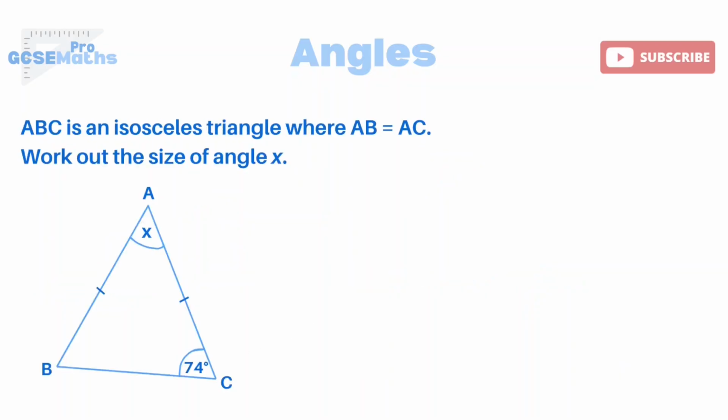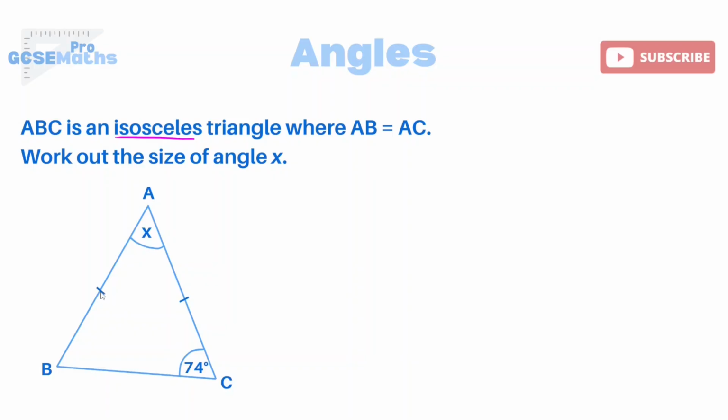Okay, this next one is again a triangle, but it's now more specific. So ABC is an isosceles triangle where AB equals AC. So they mean AB is the line, so over on the left side, and AC. They are equal to each other, they are the same length.